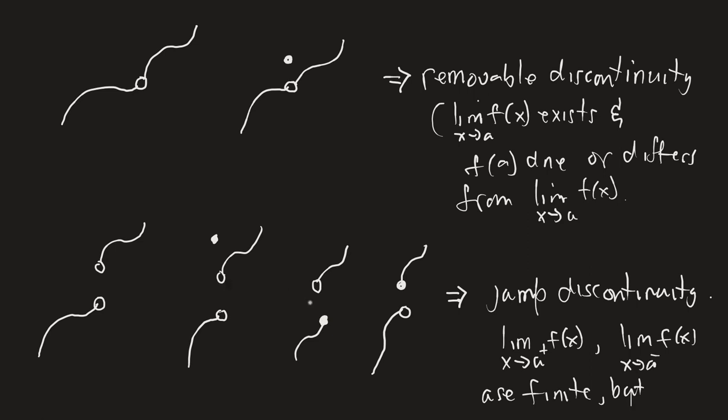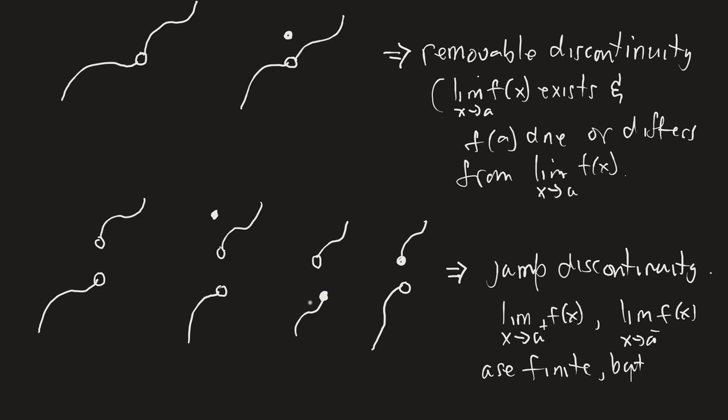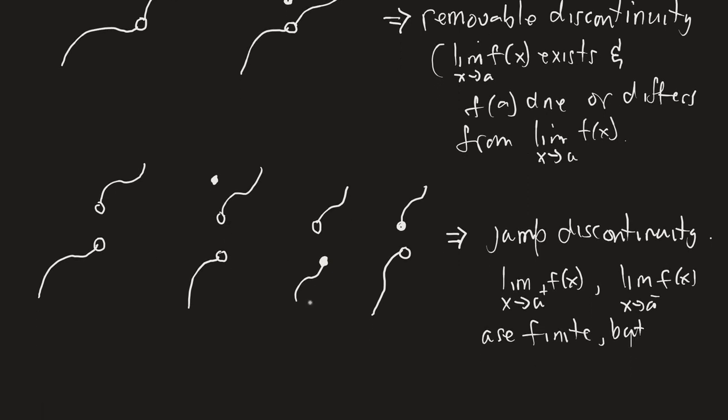In fact, this is what you'll see in a lot of piecewise functions. Not all of them, but a lot of piecewise functions have these jump discontinuities, right? So the one-sided limits are finite, but not equal, right? And that's what characterizes a jump discontinuity.